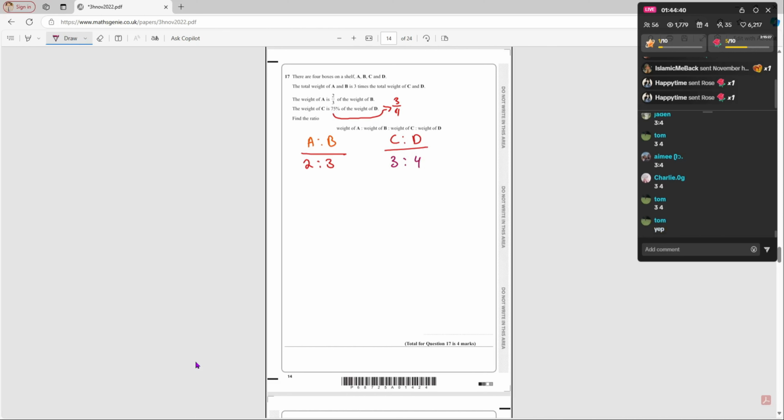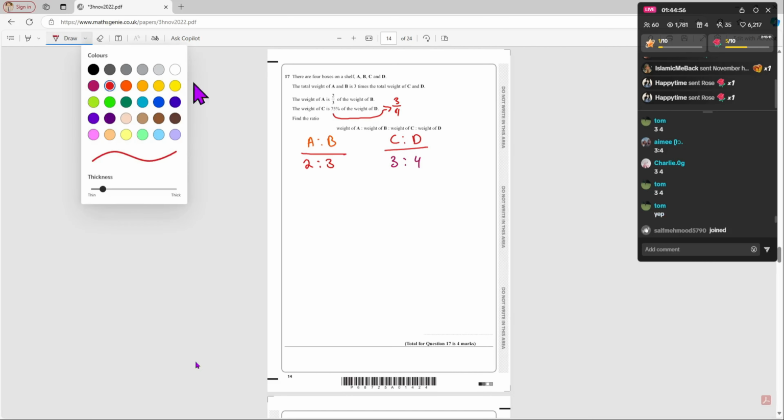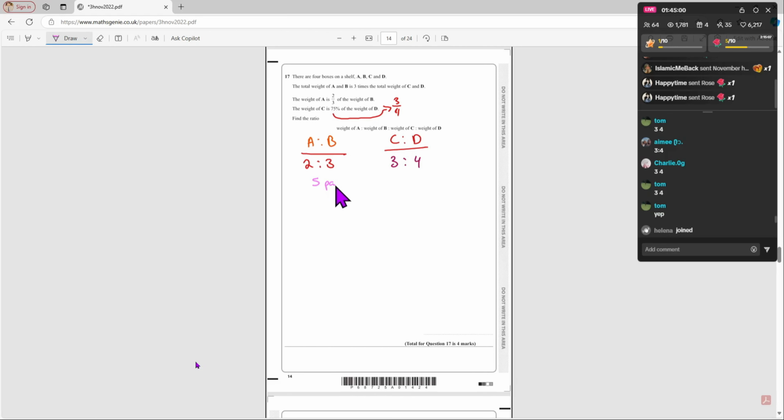Now what we have to do is combine the ratios. To combine the ratios, we have to make them out of the same number of parts. Since there's no common letter in either of the ratios, we have to make it so that they have the same number of parts. As you can see, this ratio is made up of 5 parts altogether, and this ratio is made up of 7 parts altogether. So what is going to be the lowest common multiple?